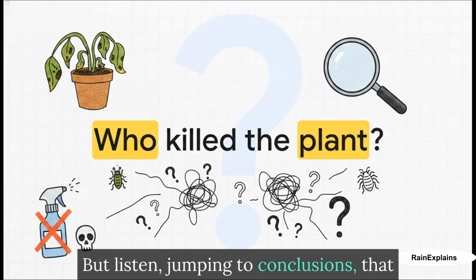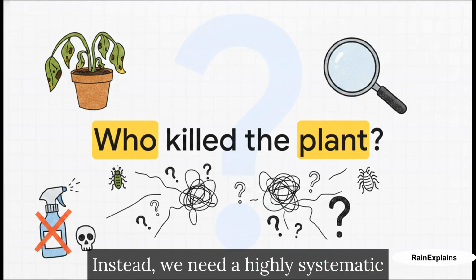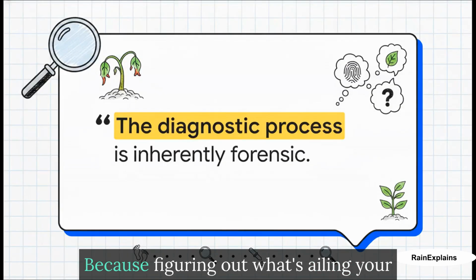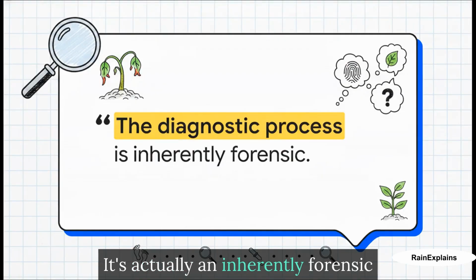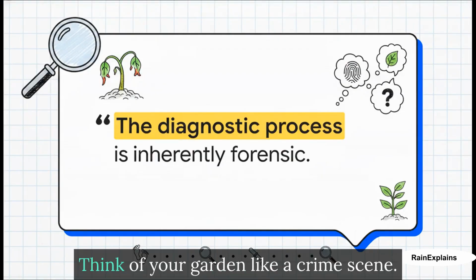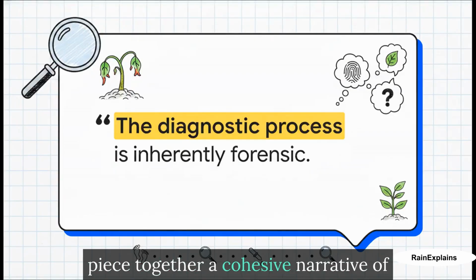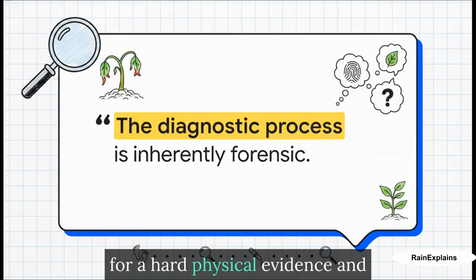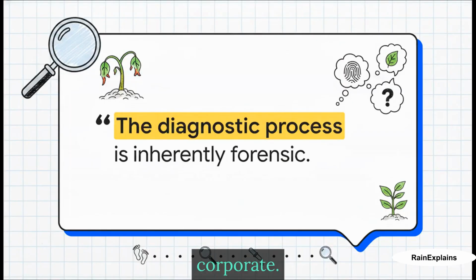But listen, jumping to conclusions is literally the quickest way to make the problem so much worse. Instead, we need a highly systematic, step-by-step approach to confidently figure out exactly what's going wrong. Because figuring out what's ailing your plant is not a guessing game. It's actually an inherently forensic process. Think of your garden like a crime scene. You've got to carefully collect clues, piece together a cohesive narrative of distress, observe the environment, look for hard physical evidence, and systematically eliminate suspects before you can definitively name your culprit.